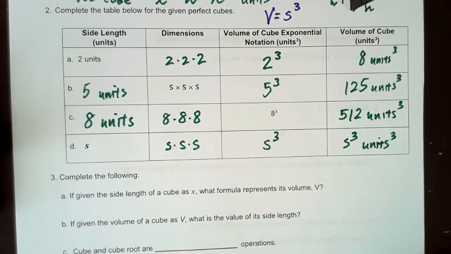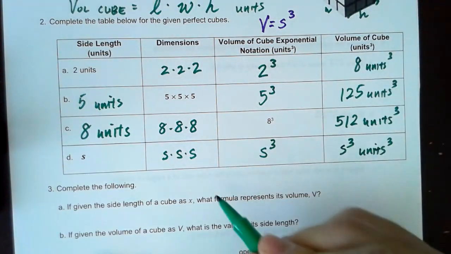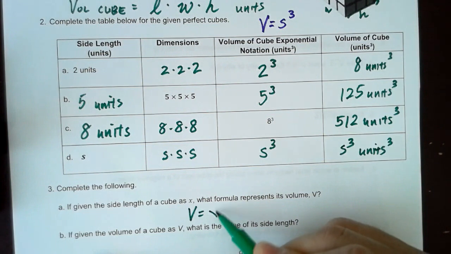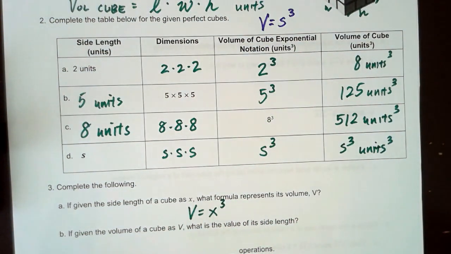If given the side length of a cube as x, what formula represents its volume? Kind of just wrote it right there. We use s here, but you could also use it as x. The volume would be x cubed. It would be x times x times x.